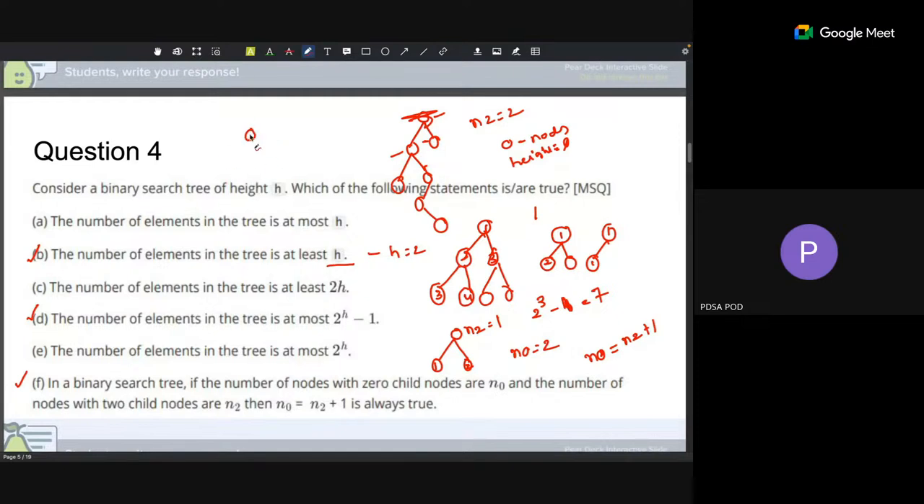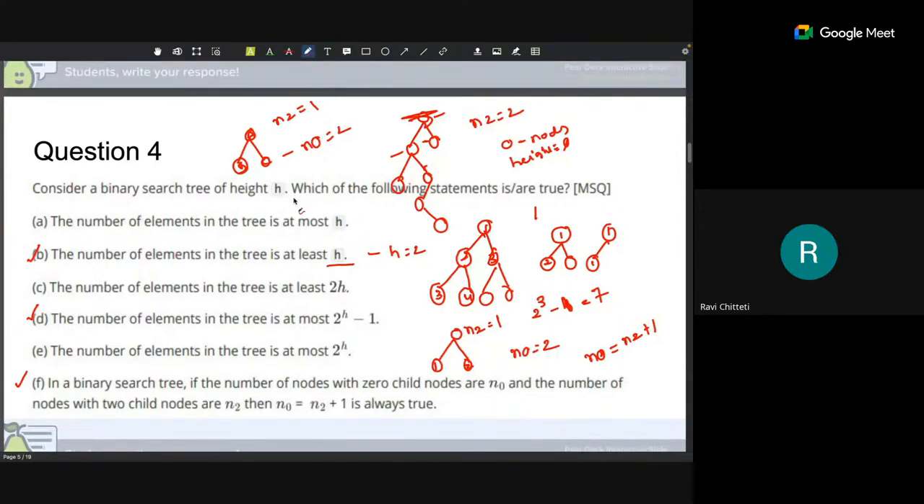Clear? For example, if you consider a tree like this: A has two leaves, B and C. Now B and C are leaves, so we can say that N0 is two. Two leaves are there. Now N2 is exclusively the number of nodes which have two children. Right now, it's one.